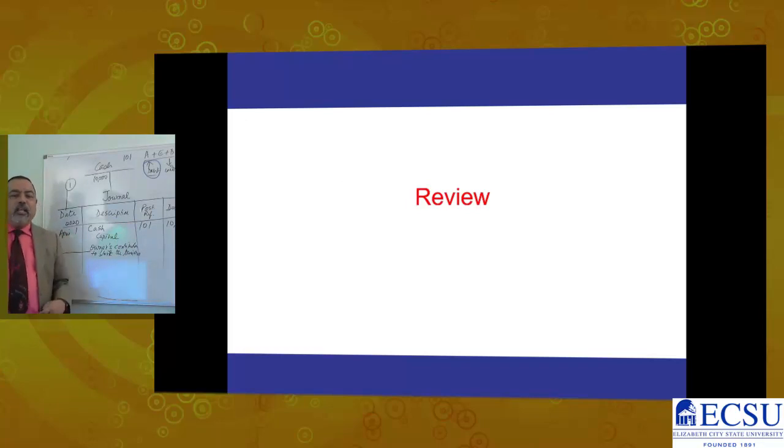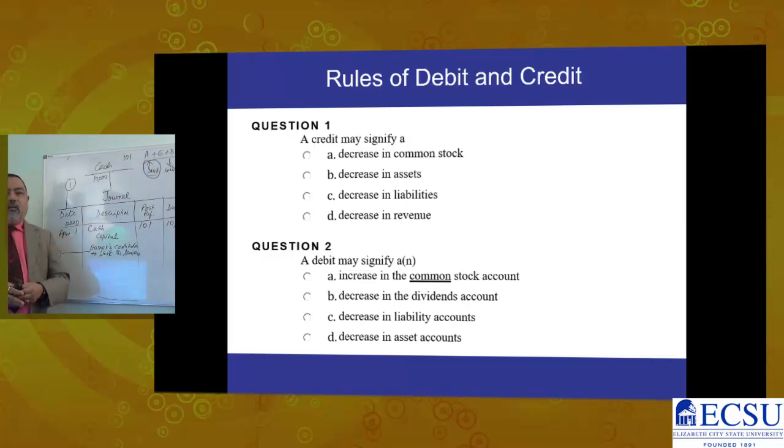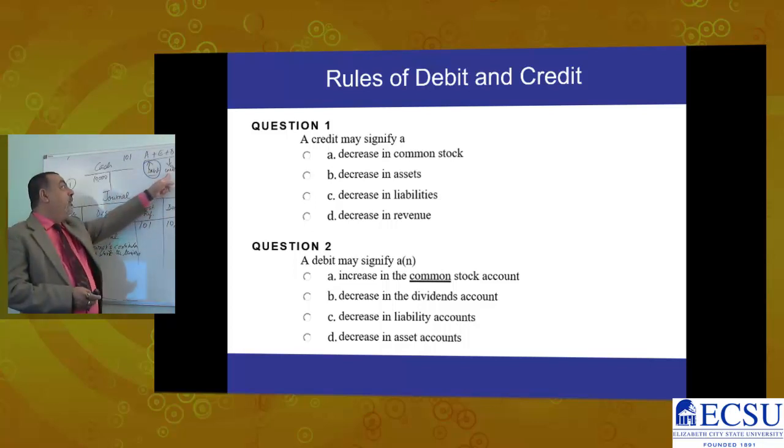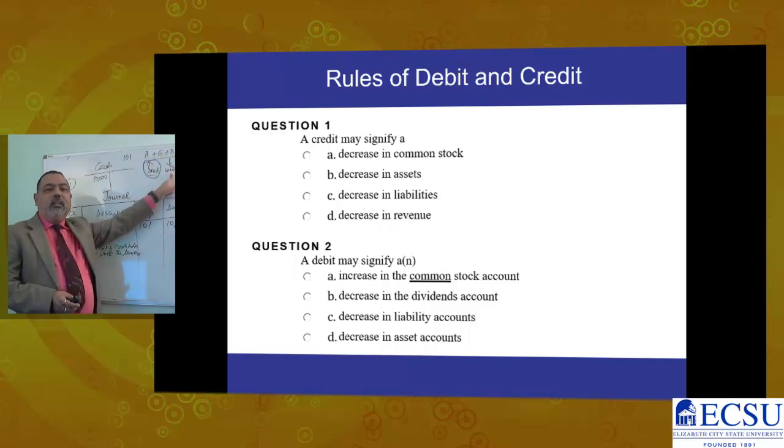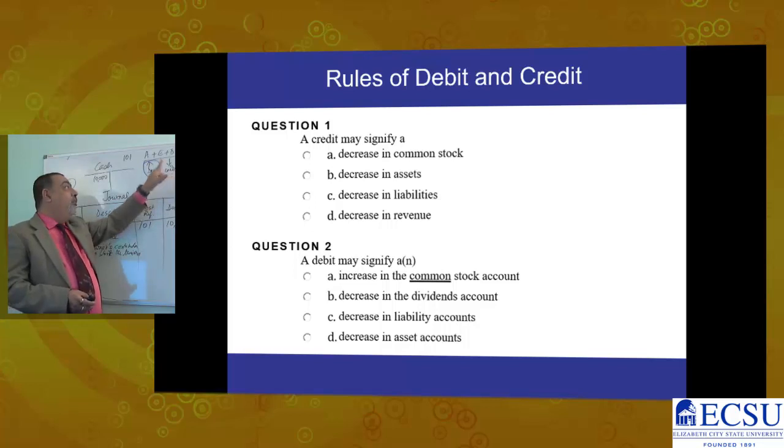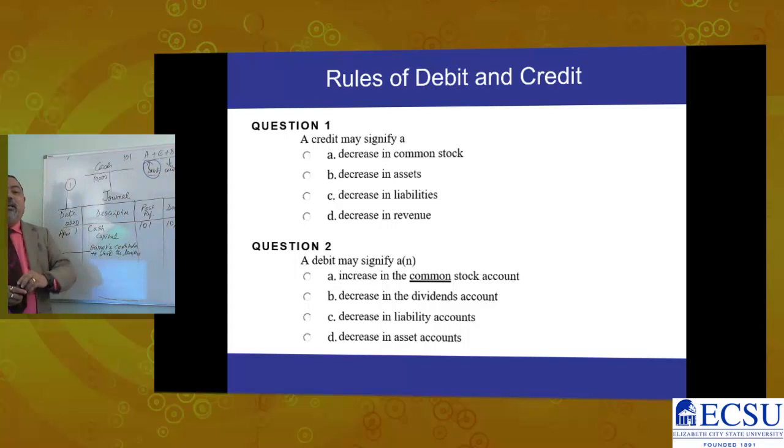Okay, now we've come to an end to this presentation. Let's just review. Question number 1 is a credit may signify a decrease in common stock, a decrease in assets, a decrease in liabilities, and a decrease in revenue. So now remember, credit is whenever there is a decrease in asset, expense or dividend, that's a credit. So therefore, if you decrease an asset, it should be a credit.